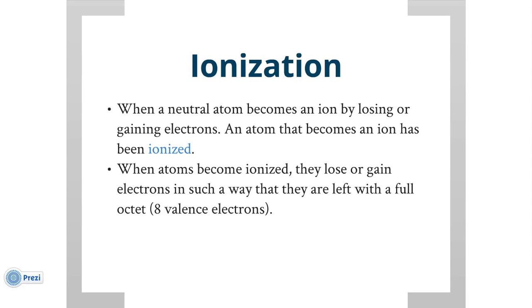Ionization is when a neutral atom becomes an ion by losing or gaining electrons. An atom that becomes an ion has been ionized. When atoms become ionized, they lose or gain electrons in such a way that they are left with a full octet, 8 valence electrons.